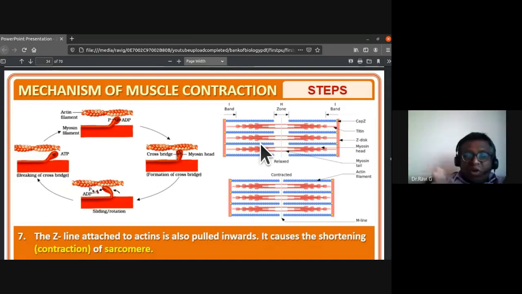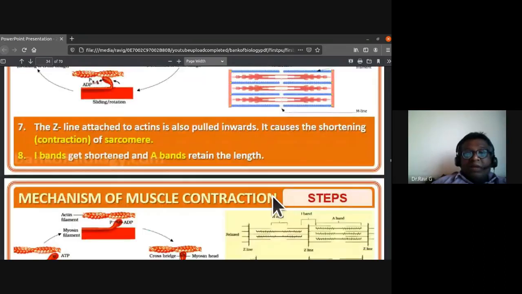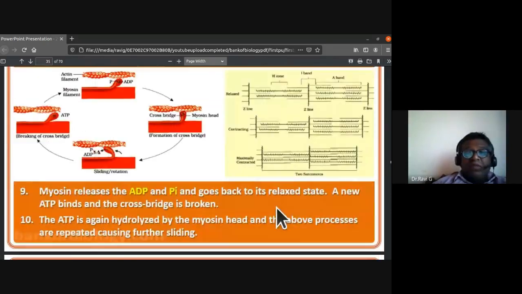It causes the shortening or contraction of the sarcomere. Whenever there is contraction, it causes the shortening of the sarcomere. The I bands get shortened and the A bands retain their length. That is happening during the movement and contraction of muscles.